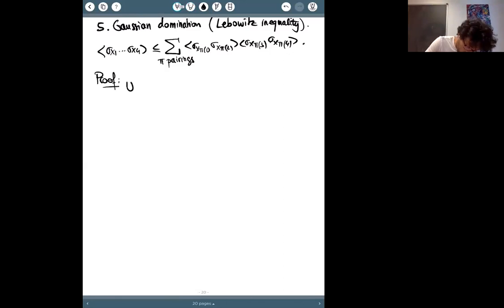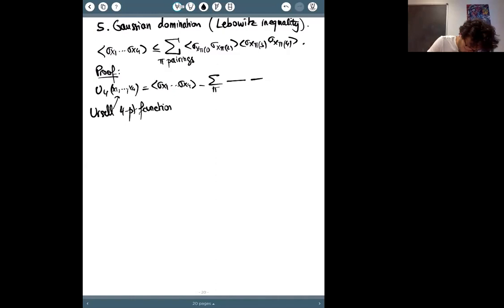So let's define U4, which is ⟨σx1 σx2 σx3 σx4⟩ minus the sum of the pairings. It's a standard notation. By the way, this is called the Ursell four-point function. So let's define this difference, and let's try to write it with random currents. Okay? So I'm going to write it like that.